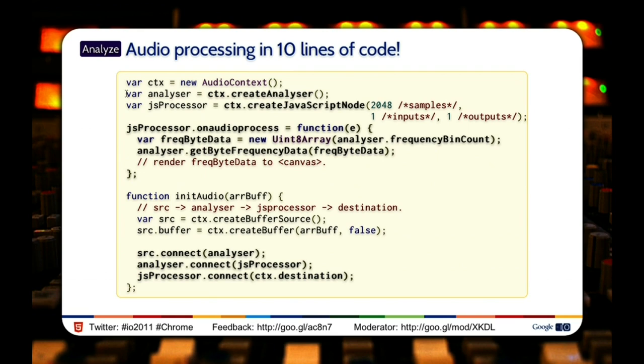So we'll do the exact same thing. We'll create an audio context, but this time we're interested in analyzing it. So we'll create an analyzer node. We'll create a JavaScript node. The JavaScript node is going to fire events at us, and as audio is processed in the system, we'll be able to take that and do something with it.